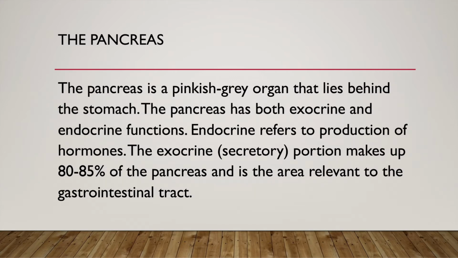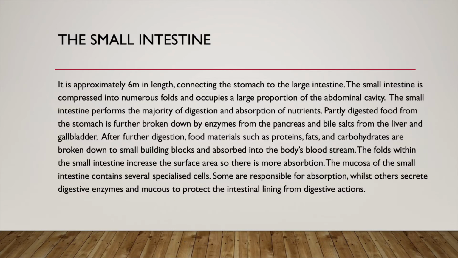The pancreas. The pancreas is a pinkish-grey organ that lies behind the stomach. The pancreas has both exocrine and endocrine functions. Endocrine refers to the production of hormones, and exocrine makes up 80 to 85% of the pancreas and is the area relevant to the gastrointestinal tract.